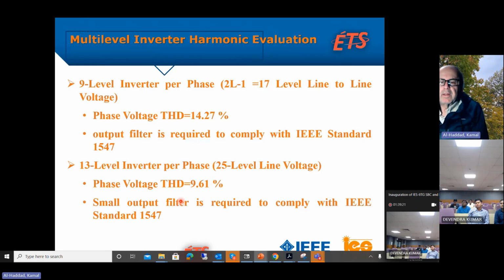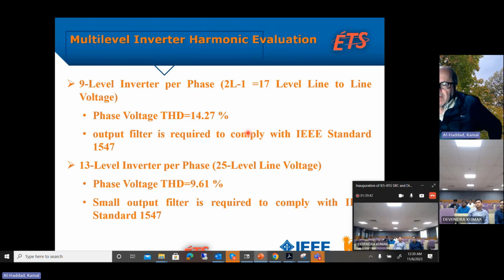Look at, for example, here, the 9-level inverter per phase, which is 2 times 9 minus 1, 17-level line-to-line voltage. It can give you a phase voltage of 14% harmonic. So it's not enough, 14%. This is without filtering. I'm not talking about a filter, because I'm trying to encourage you to have no filter, as I showed the problem of the filter.